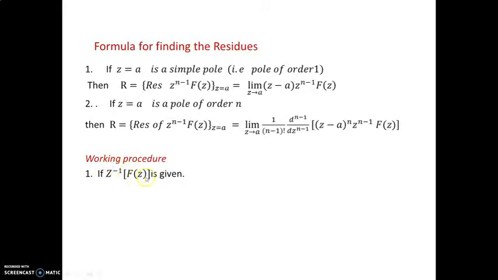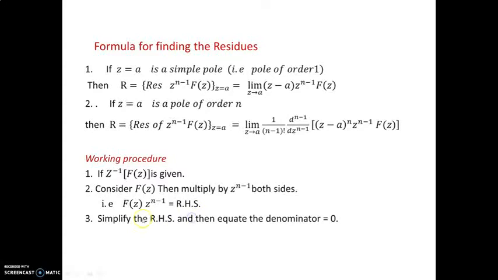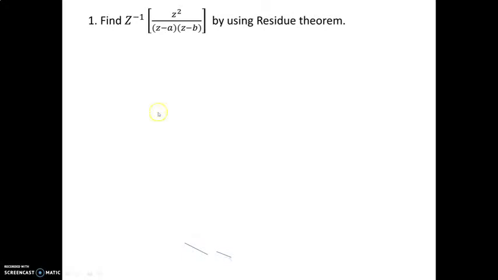Next, the working procedure for finding the inverse Z transform with the help of the residue method. Given the inverse Z transform of F of z, consider F of z and multiply both sides by z power n minus 1. That is, F of z times z power n minus 1 equals the right hand side terms. Simplify the right hand side and then equate the denominator to 0. Then we will get the poles. According to the poles, we will get the residues. If we get more poles, then we will get more residues. Next, we are going to solve one problem.